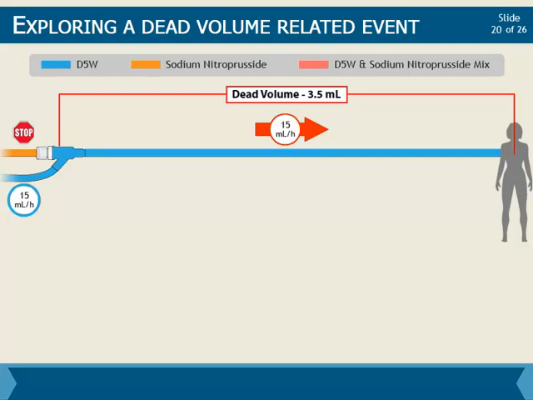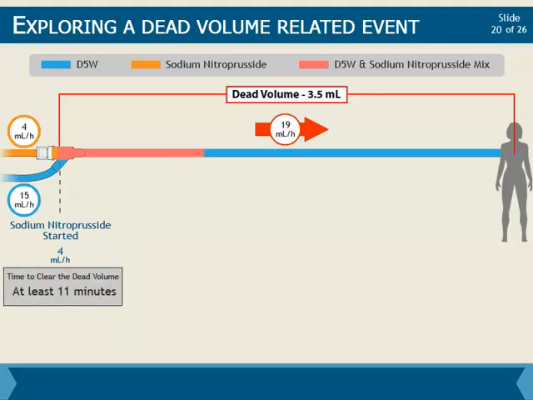When the sodium nitroprusside infusion was connected, only a dextrose solution was in the dead volume, moving at 15 milliliters per hour. Starting the sodium nitroprusside at 4 milliliters per hour increased the total flow through the dead volume to 19 milliliters per hour. At 19 milliliters per hour, it would have required more than 11 minutes to clear the dead volume. So, only 5 minutes after starting the sodium nitroprusside, we should not expect to see a medication response. It is not being delivered at its programmed rate. However, the caregiver was not aware of this.